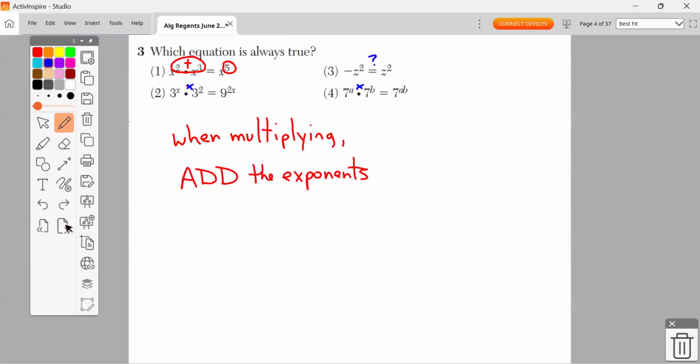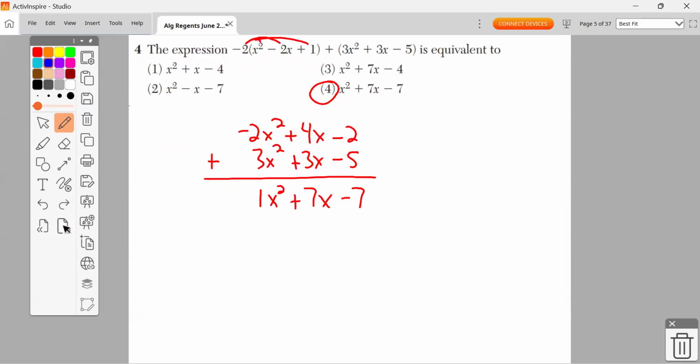In question number 3, which equation is always true? Well, when you multiply, you add the exponents. All right. So when we take a look at choice number 1, which is the correct answer, x squared times x to the third is x to the fifth. You add the exponents. 2 plus 3 equals 5. I'm not sure what is going on in choice number 3. Choice number 4, we're multiplying the exponents together. You don't do that, you add. Choice number 2, we're multiplying the exponents. We're also multiplying the 3's, which is wrong. All right. So we can't do any of that. Choice number 1 is the correct answer.